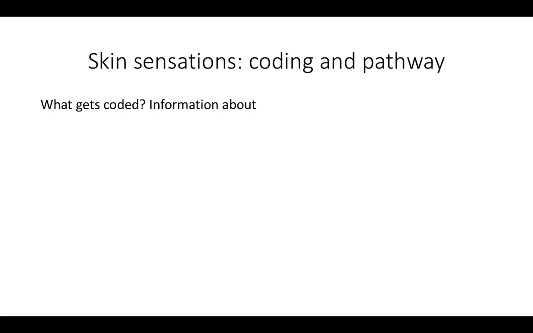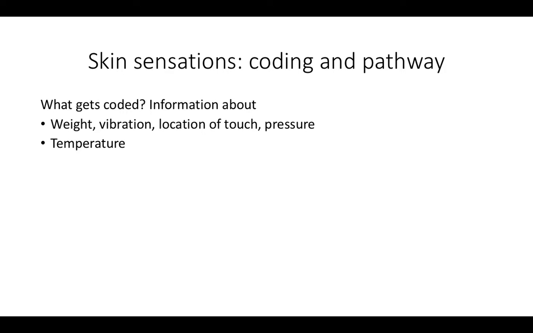In terms of what gets coded in skin sensations, we code information for the weight of what we're sensing, the vibration, the location, and the pressure. We code information about temperature. We code information about pain, including the location, the type of pain, and the degree of pain.